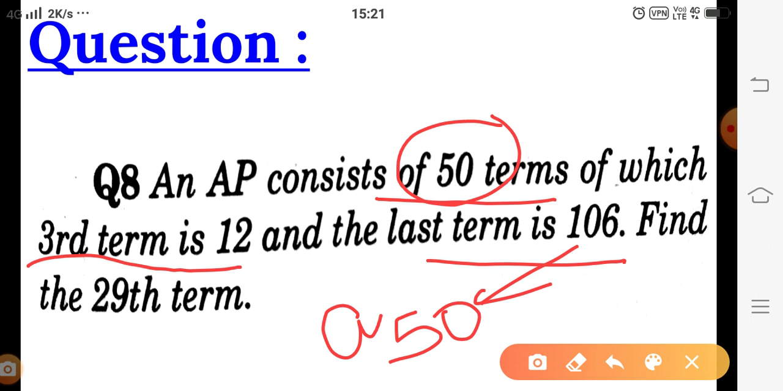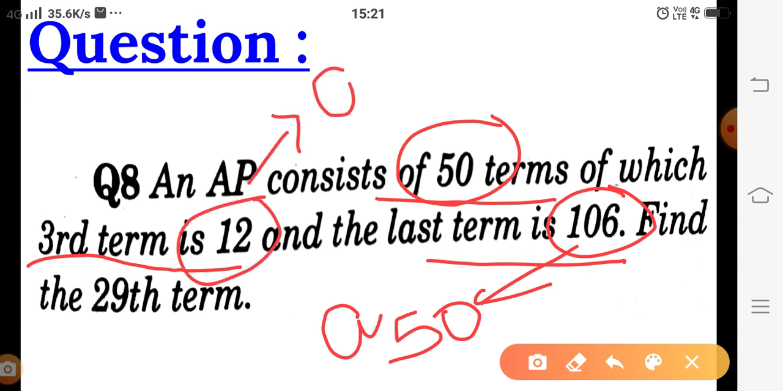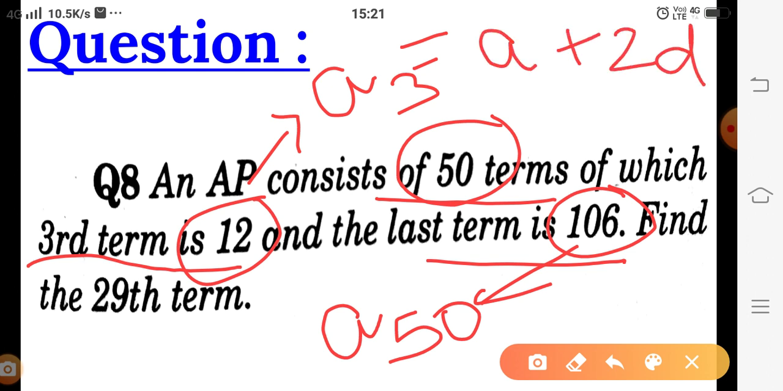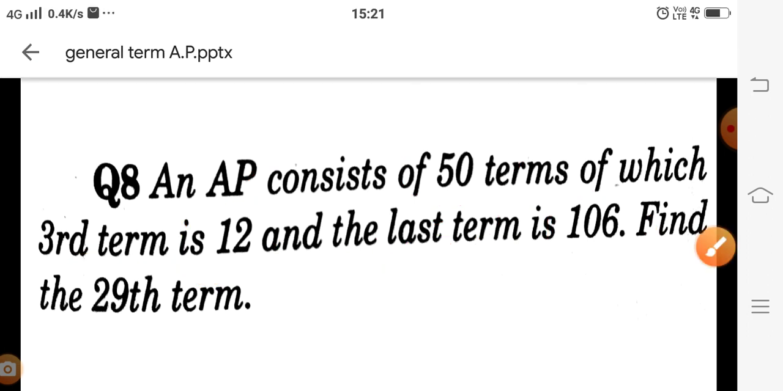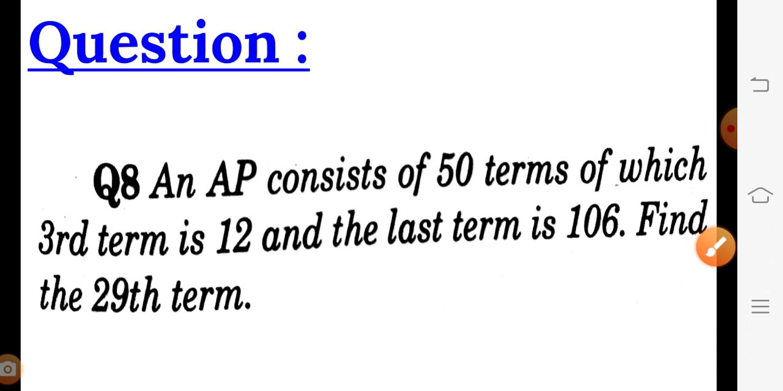The last term we have in an AP consisting of 50 terms, the total number of terms is 50, and here the last term is given as 106. It means that yes, this is the value of A50, and this is the value of the third term, means A3. In the previous presentation, we know A3 is equal to A plus 2D. Similarly, A50 is A plus 49D. This we know. And what we have to find is the 29th term.